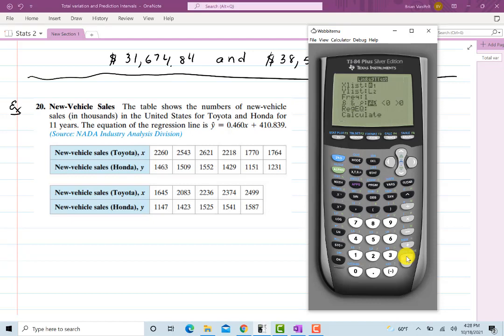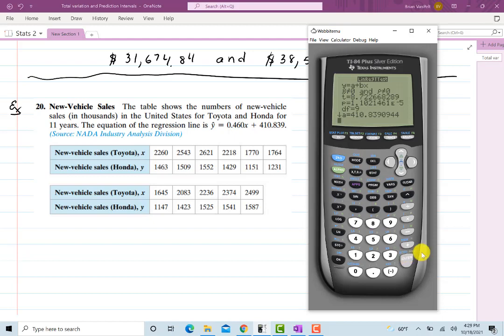Of course, we want L1 and L2. Now, if you try to enter your way through, watch what happens when I hit enter. It sticks me on this. I can't enter my way through it, so I have to come down until I get to Calculate. Now hit your enter, and what it does is it gives you everything that you need to know.